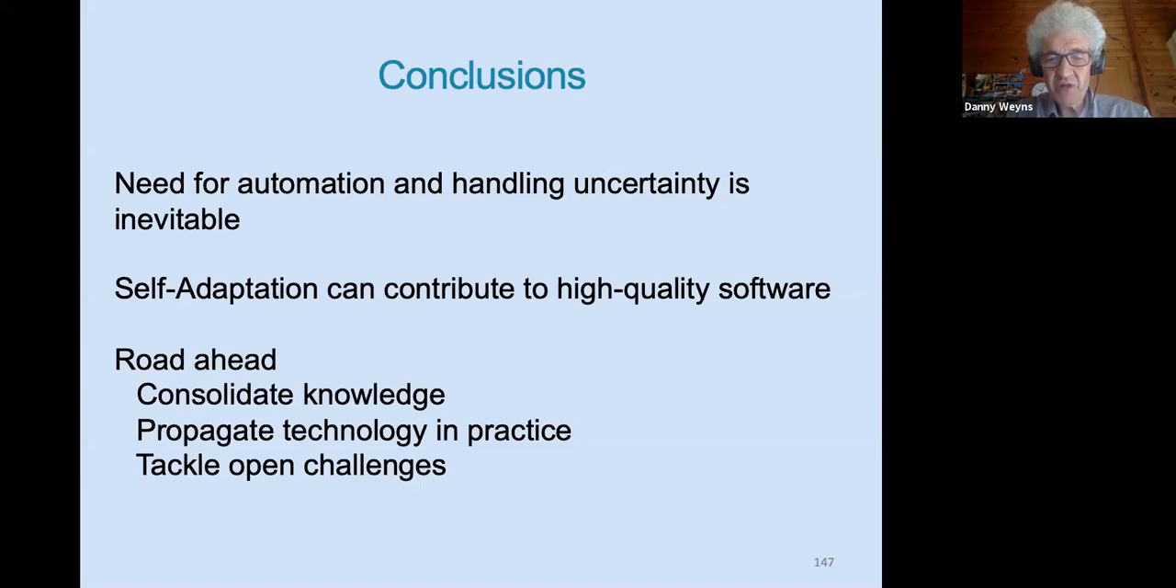People instrument a lot of software with all kinds of features to track systems and their behavior, and even take action based on what they observe, sometimes automatically, sometimes semi-automatically, sometimes just by humans. There is a lot going on here, and we would like to understand better what the actual state of practice is. And of course, if we propagate technology in practice, this does not mean that there will be no research problems. New problems will emerge, and we need to tackle these new problems.